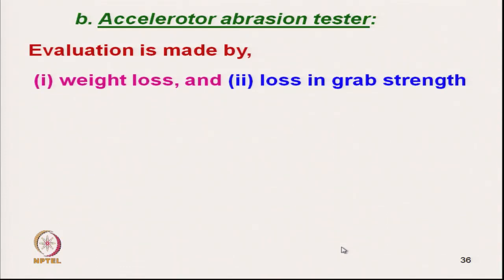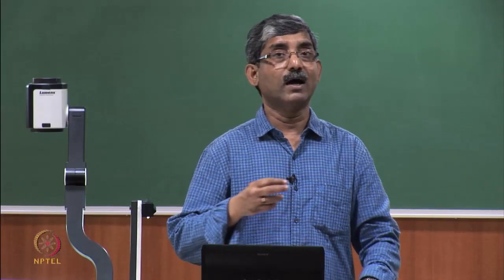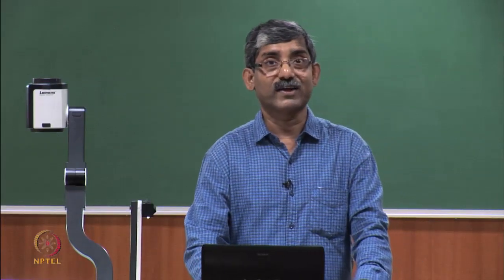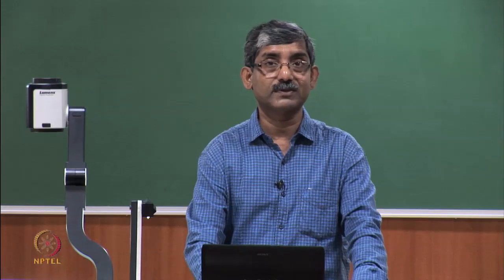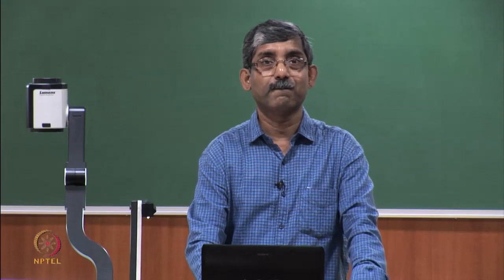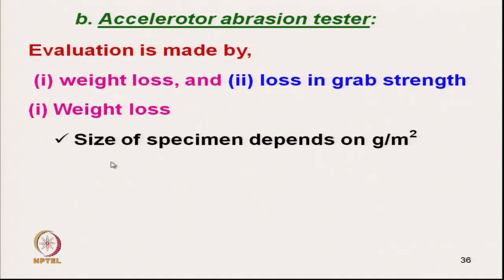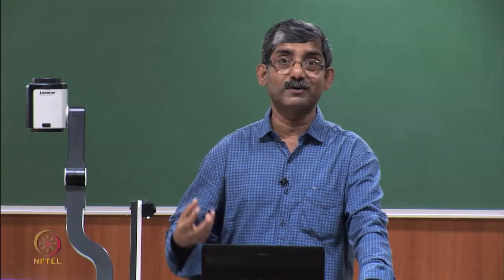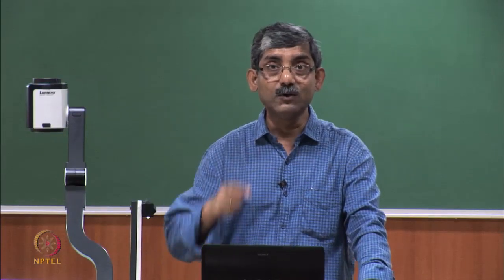The evaluation method is by weight loss. As earlier, we can also measure here the weight loss per a particular time, and loss in grab strength. So, we can test the grab strength of the fabric. I will just explain: the size of the sample for weight loss depends on the grams per square meter. If it is higher mass per square meter, that means the quantity of material will be more, so we can reduce the size of the sample.